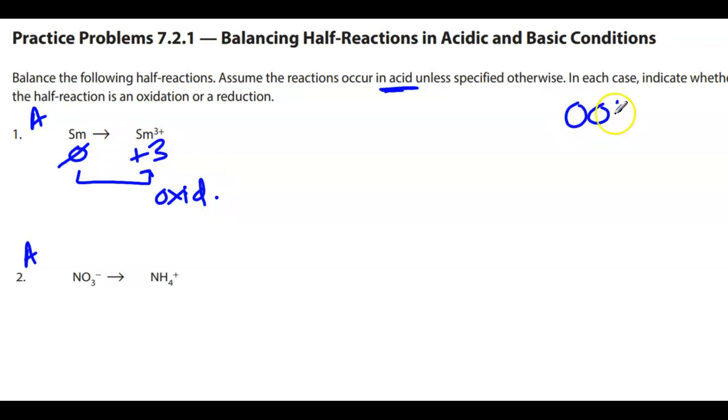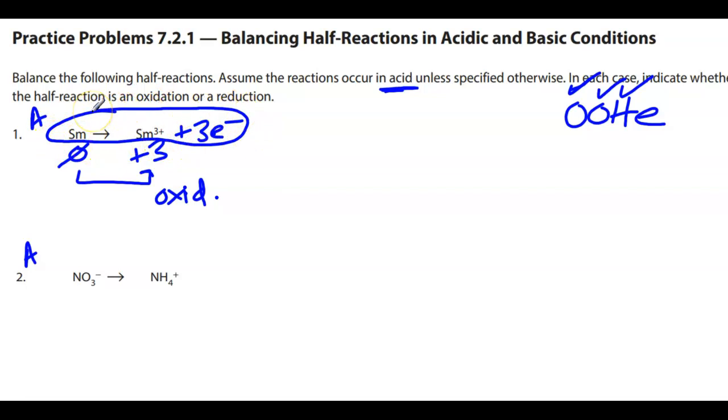So other atoms first. There's 1 Sm on both sides. That's done. There's no oxygens. There's no hydrogens. And then for electrons, we have to show, because it's lost 3 electrons, all we really have to do is add the +3 electrons on the product side. Okay, so that part's done.